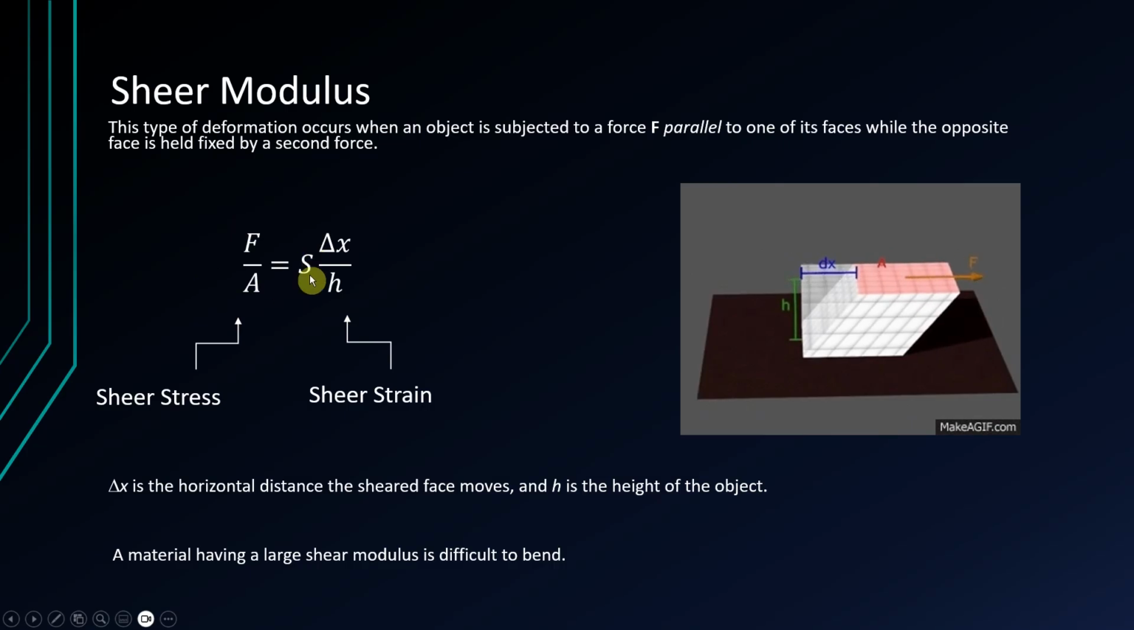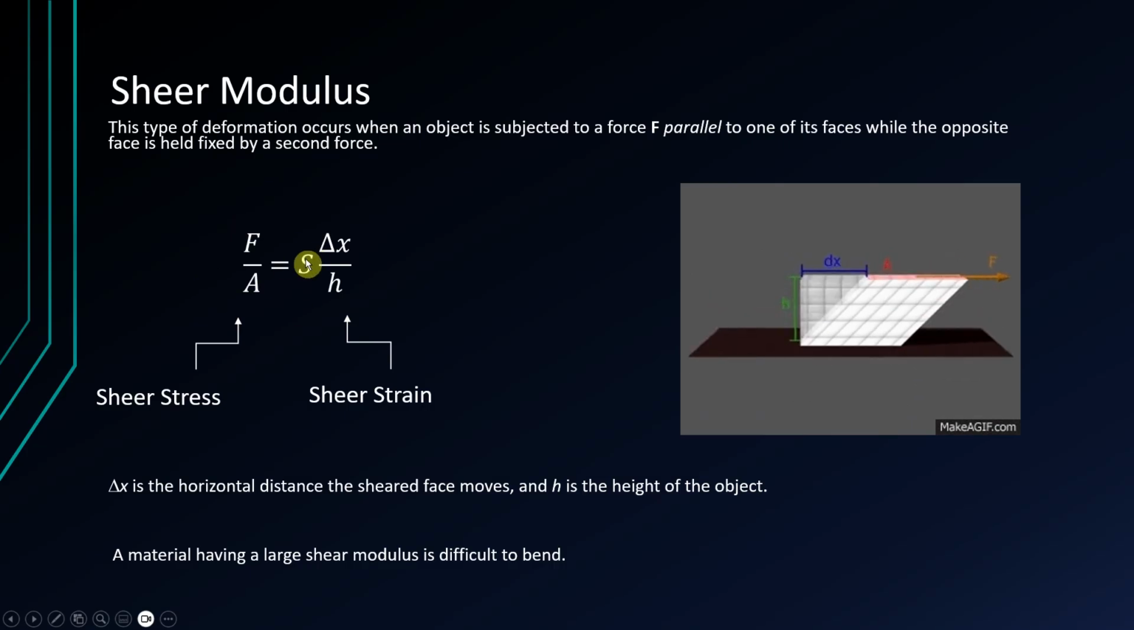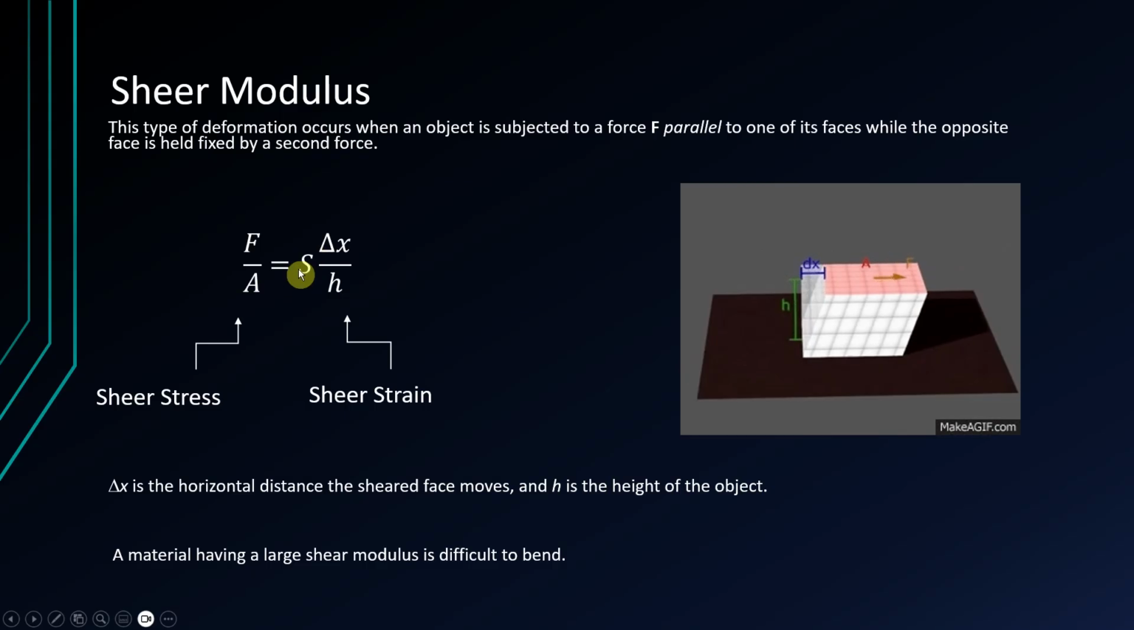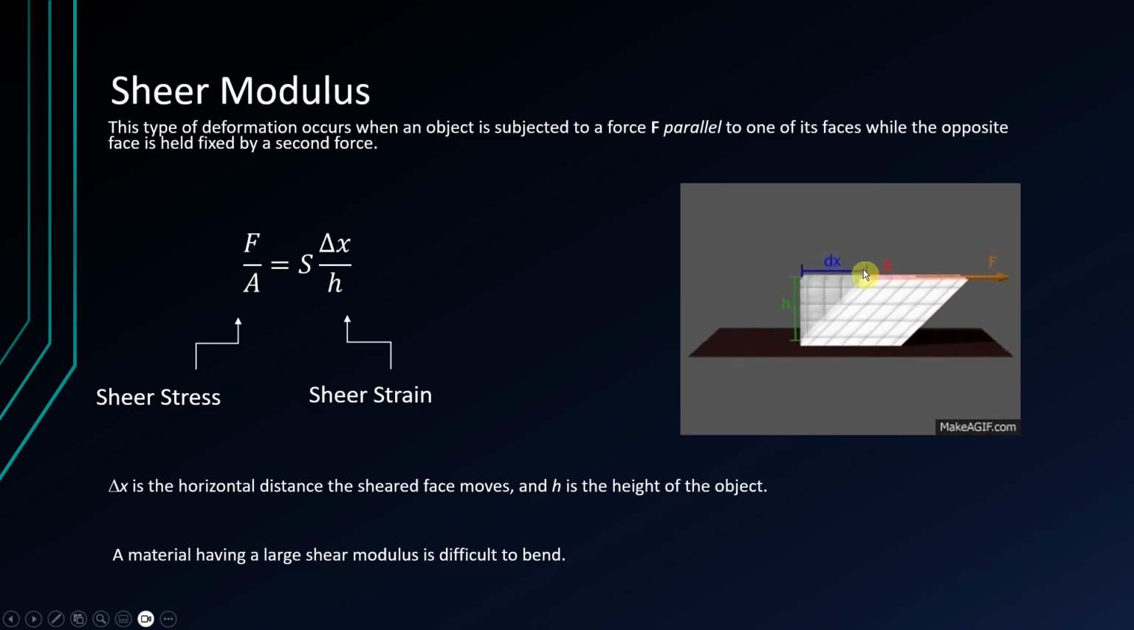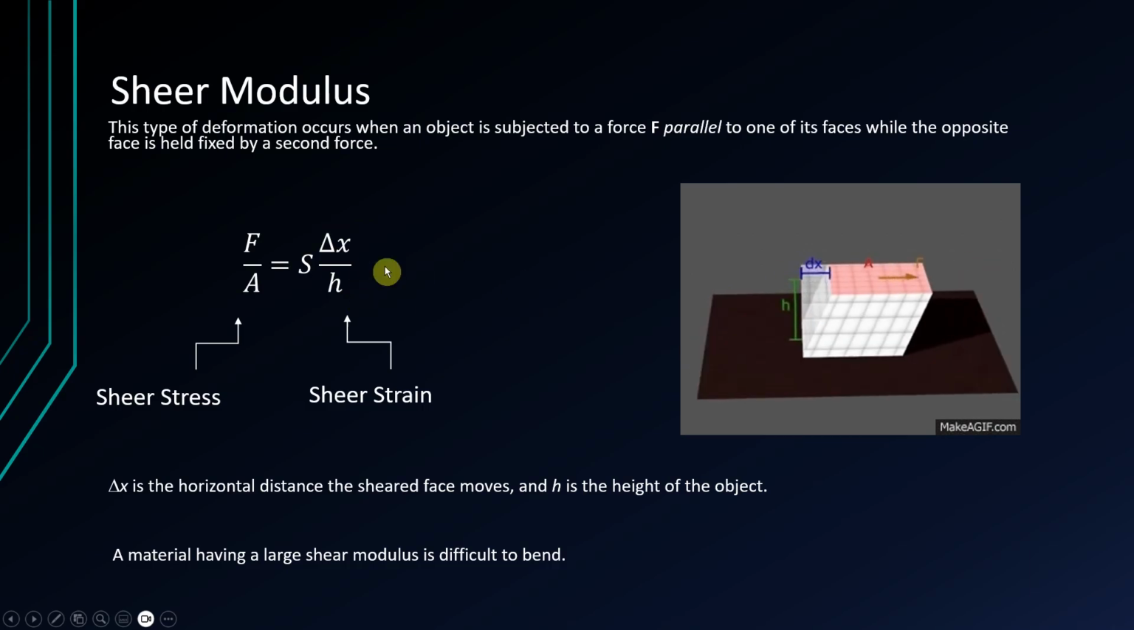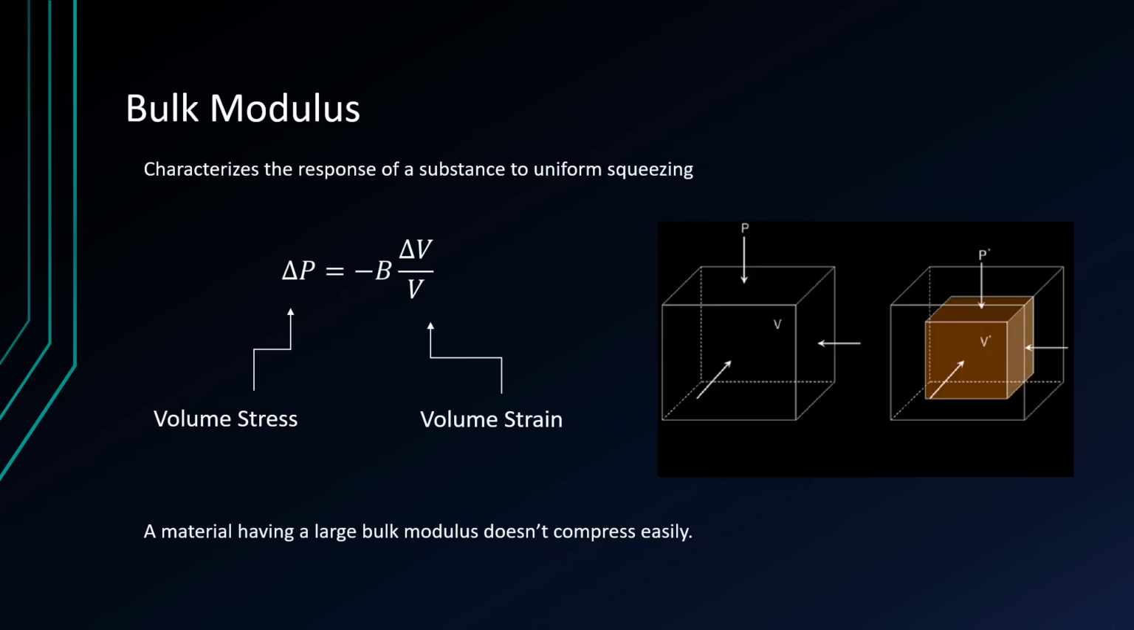The form is almost exactly the same, except instead of Young's modulus, we now have a shear modulus. And instead of the change in length over the original length, we have this delta x, right? So how much it has changed in the x direction divided by the height of the object. A material that has a large shear modulus is going to be difficult to bend.